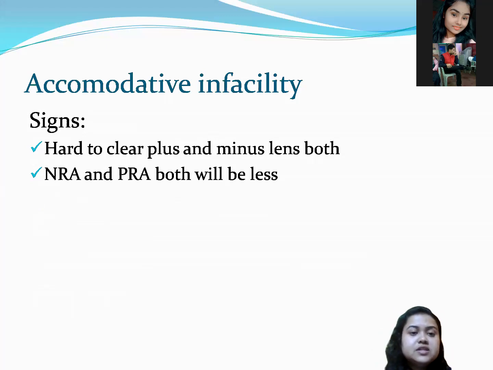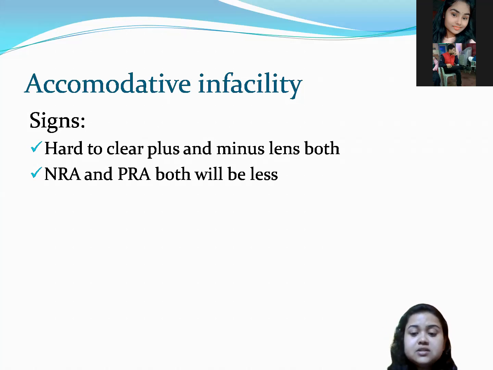Why? Because if you choose an accommodative flipper value higher than the NRA PRA value, the patient will not be able to clear the accommodative flippers. So accommodative facility testing we are going to do. Once you select the power of the accommodative flipper, then you do the accommodative facility testing. Same way you give the Wardrop card for the patient. It is an innate target over there.